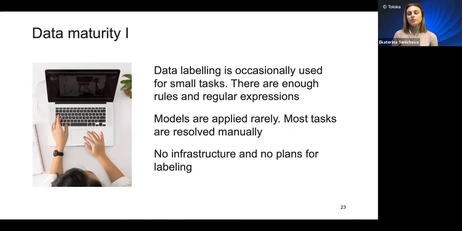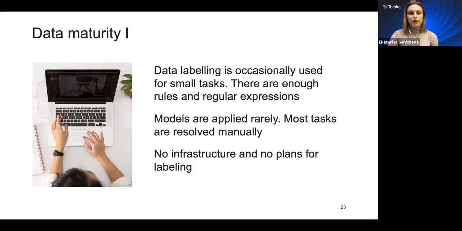Well, you might be a small shoe store with maybe 10 sales per week. So at such a rate, one person can have a look at all the data manually. And of course, at such a rate, there is no infrastructure and no plans for labeling in your company whatsoever.